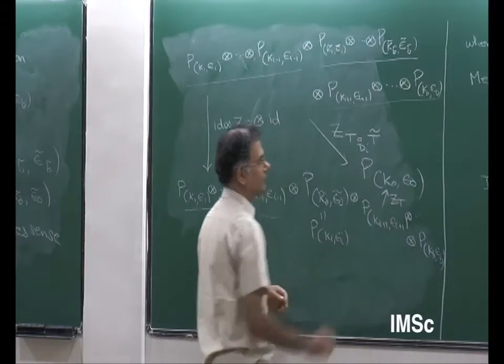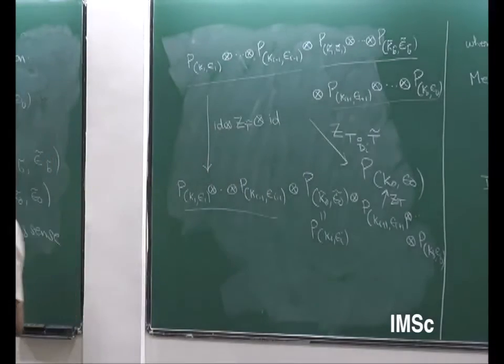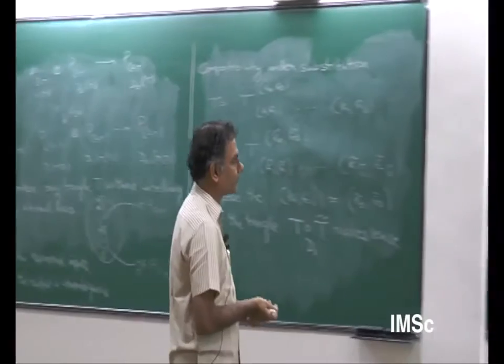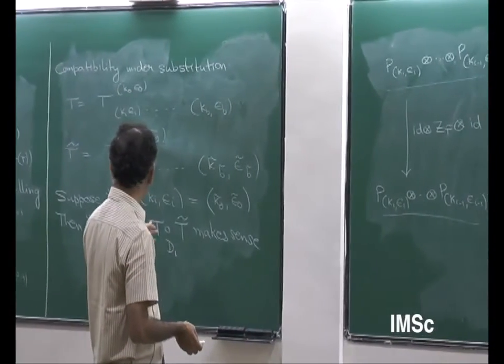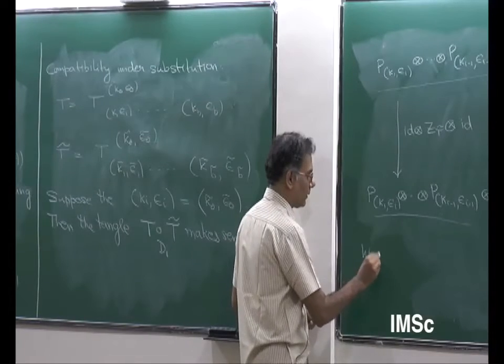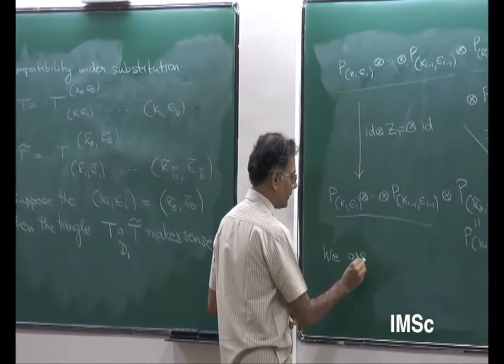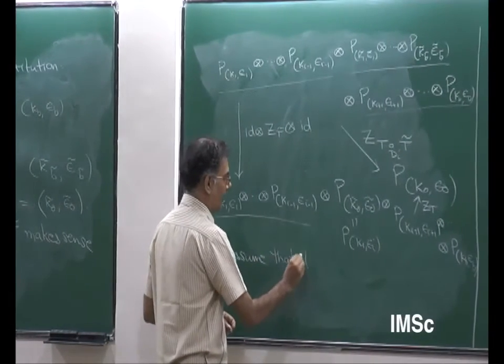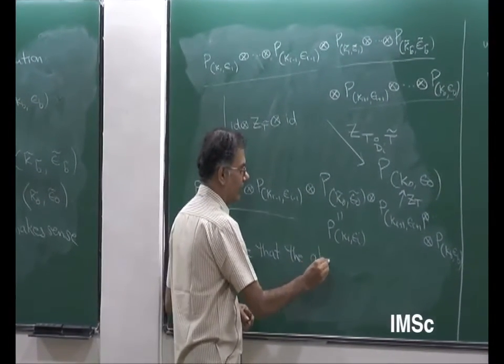So what you can apply here is Zt. And that is again going to land in P of K0 epsilon 0. This diagram must commute. So suppose this, then this tangle makes sense, and we assume that this is the axiom. The above diagram commutes.